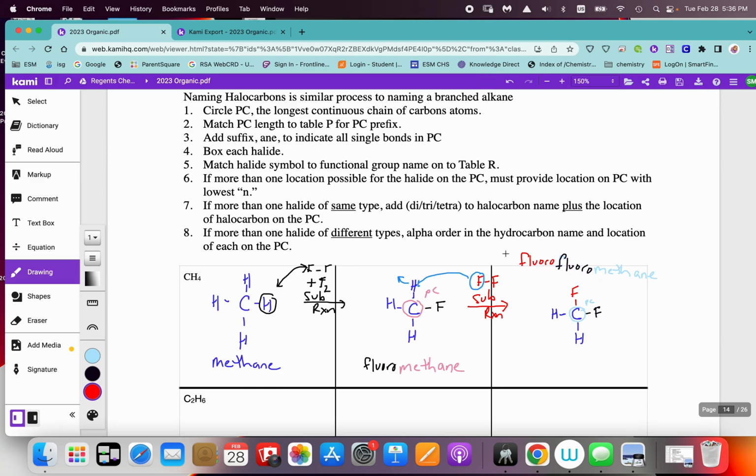Now, take a look. This is a mouthful to say, so of course there is a way to shorten that. We're going to take a look at rule number 7. If one or more halides of the same type, so they both are fluorines, are added to that carbon chain, instead of saying fluorofluoromethane, we replace one of the fluoros with a prefix. So di means 2, tri means we put 3 of them, tetra means 4. This name would get reduced down to difluoromethane. That would be the final name here.